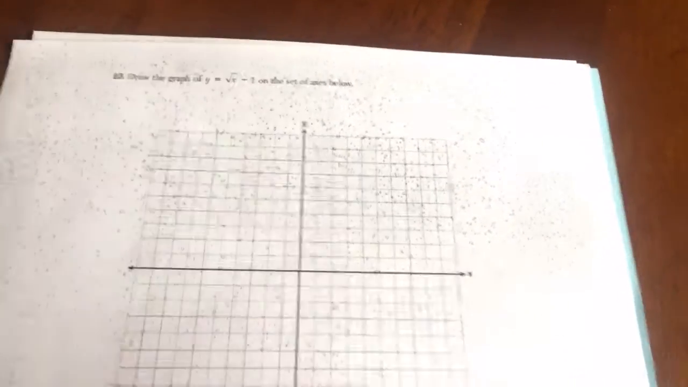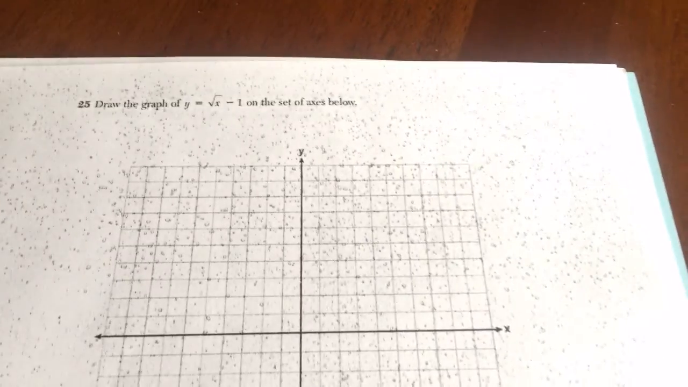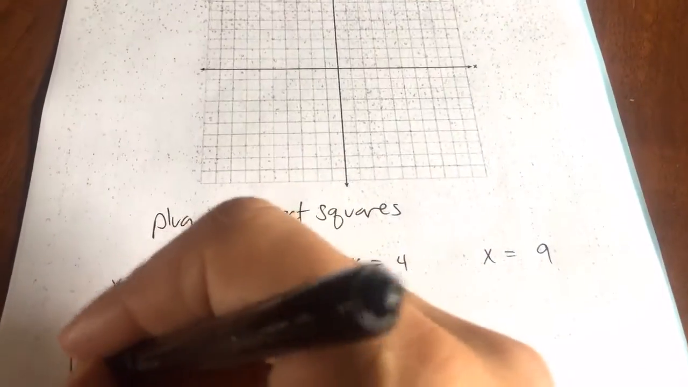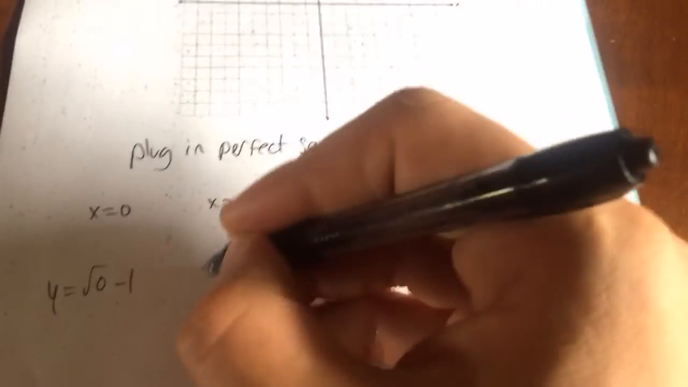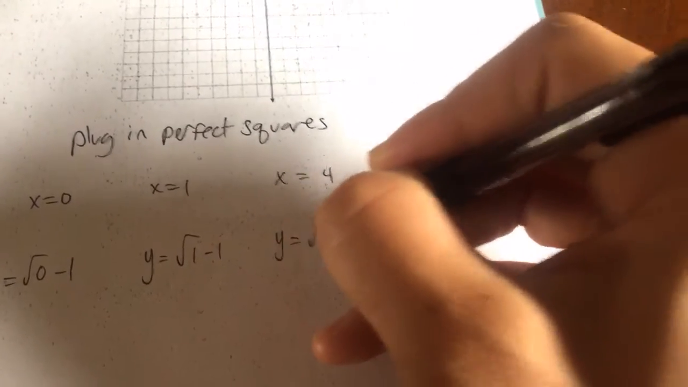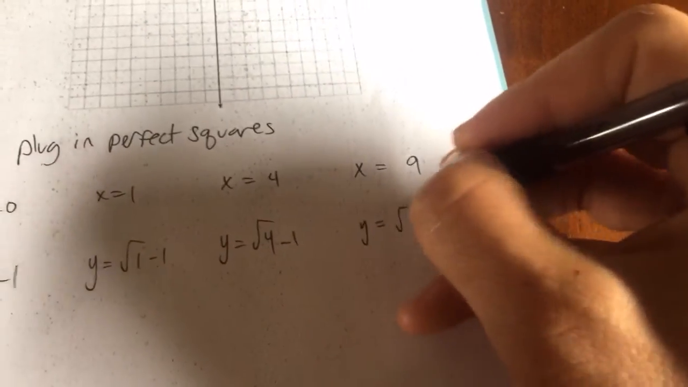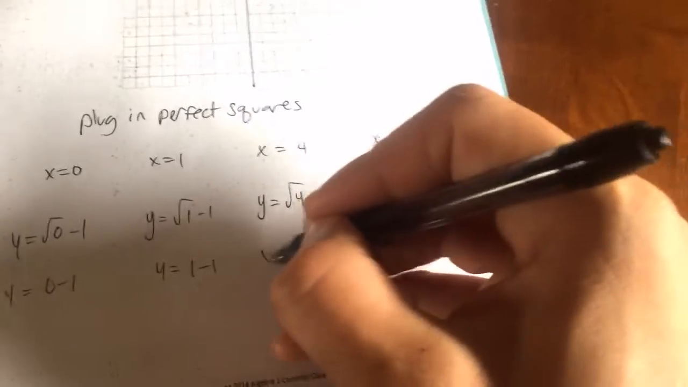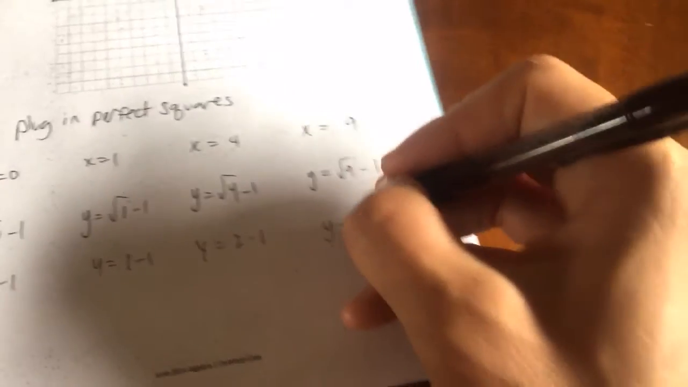For number 25, they ask you to draw the graph of y equals square root of x minus 1. What I'm going to do is plug in perfect square values. So for example, y equals square root of 0 minus 1, y equals the square root of 1 minus 1, y equals the square root of 4 minus 1, y equals the square root of 9 minus 1. That way you get 0 minus 1, you get 1 minus 1, you get 2 minus 1, and you get 3 minus 1.